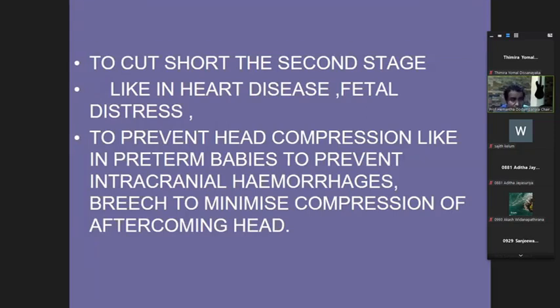Very important. If the baby comes as a breech, it's a must to have an episiotomy.